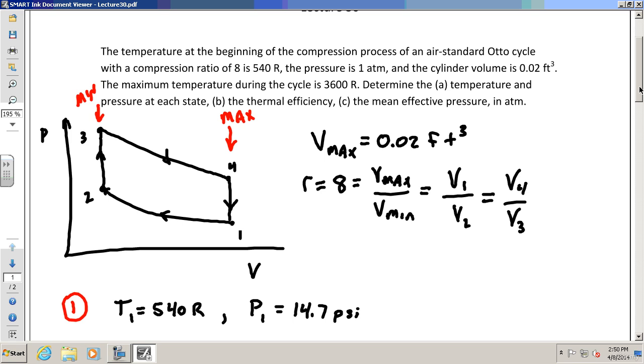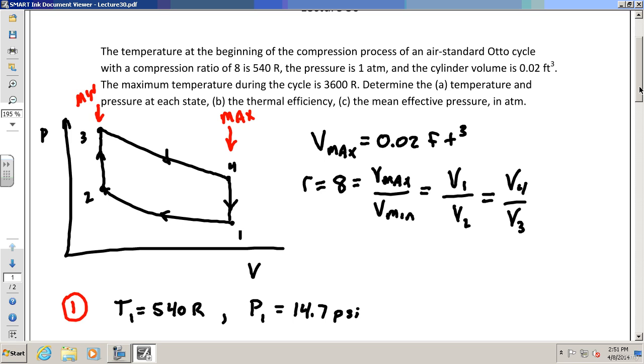Now, I haven't even got to what we're asked for. It says determine 3 things. The temperature and pressure at each state. Right now I only have the temperature and pressure of state 1, which was given to me. The thermal efficiency and the mean effective pressure. So the first thing I've got to do is get the temperature and pressure of each state. I'm also going to do one more thing because I know I need it. You don't know you need it right now, but as we go through this problem, you're also going to need the internal energies of every state.